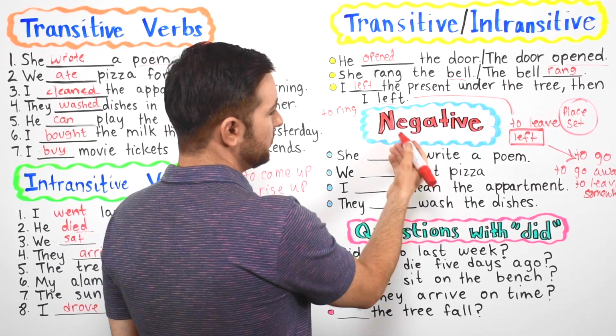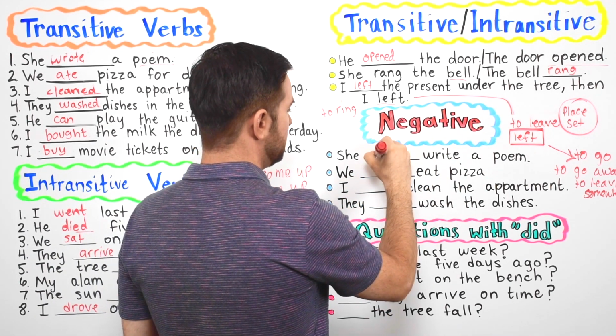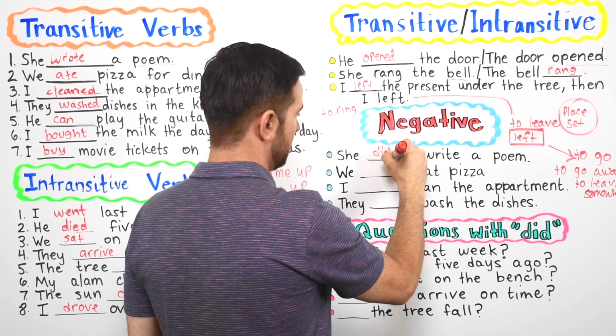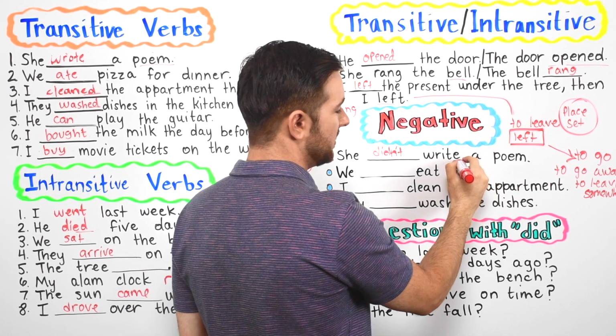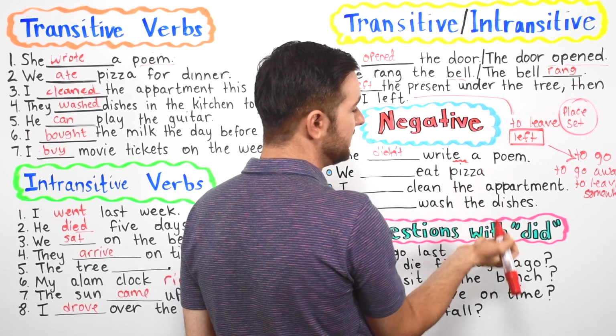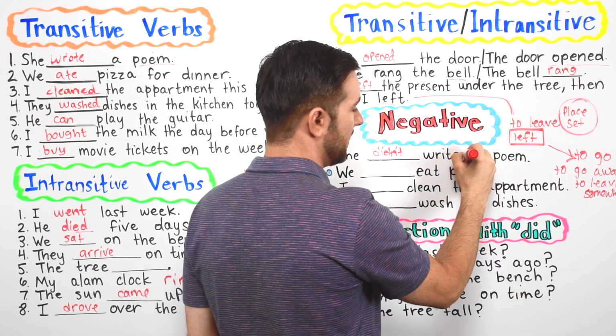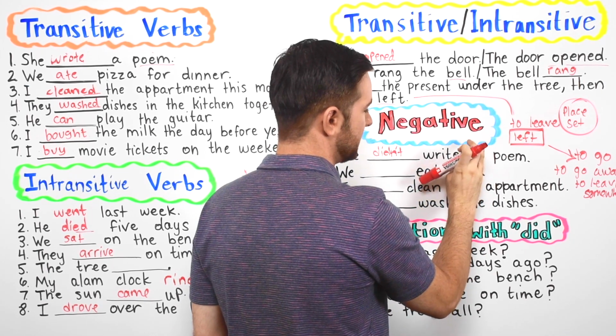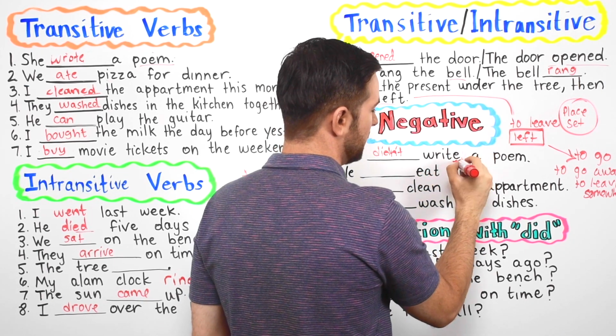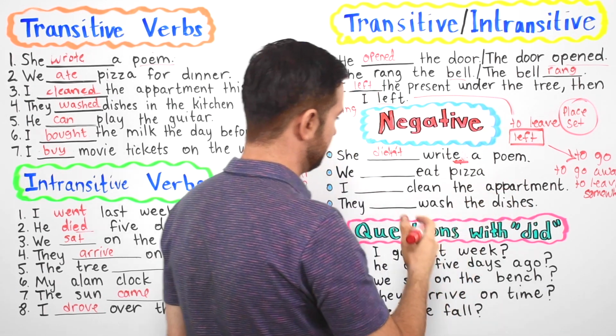Now, what we're going to do with the negative form is we put the word didn't. She didn't write a poem. Notice that when we have the negative form, we do not have ed. We just have write. We don't have righted or wrote. Because the past tense of write is wrote. No, there is no ed.